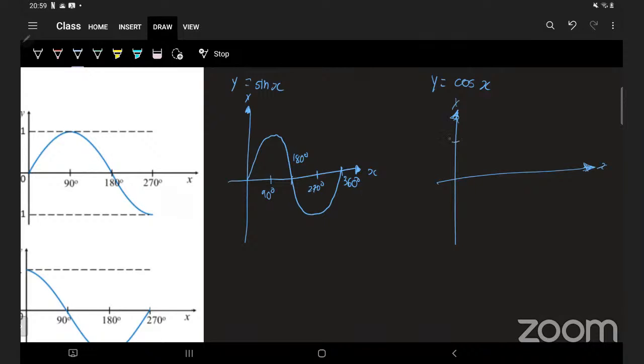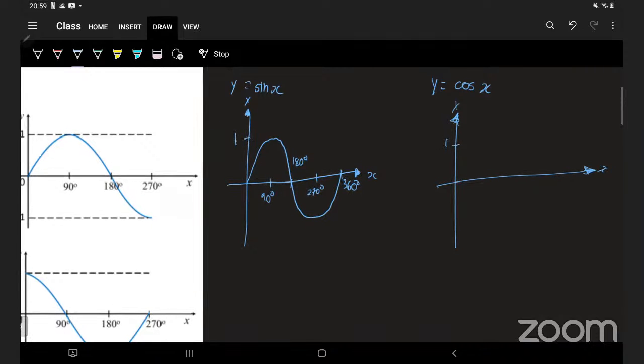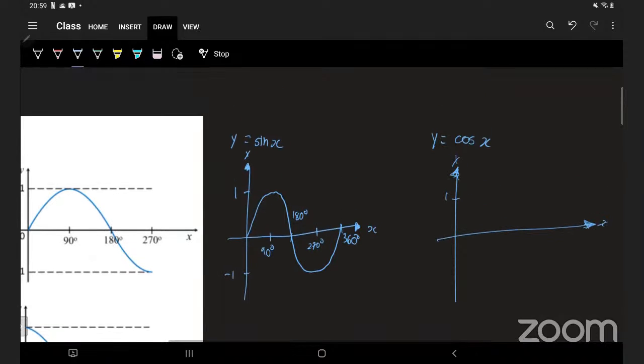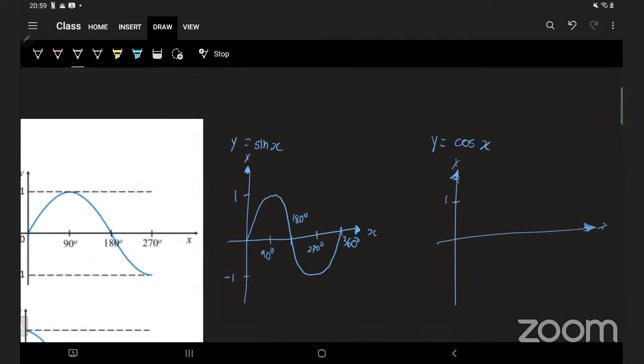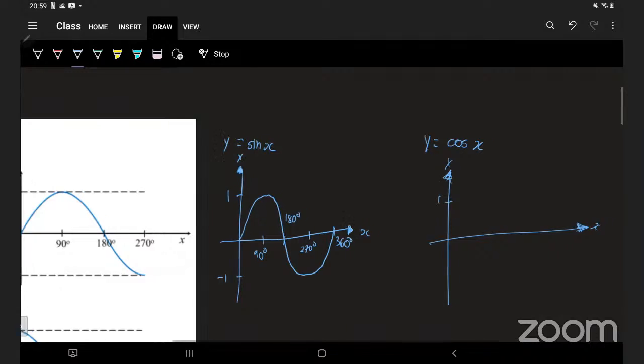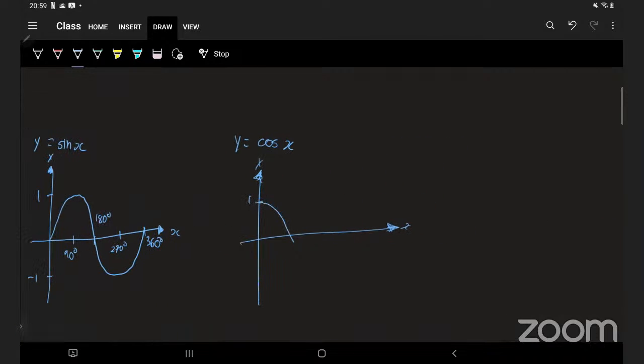So it actually starts from 1. Sorry, the maximum is 1 for the sine, and the minimum is actually also -1. So it'll actually look like this for the cosine graph. Kind of looks like an upside down bell. I can draw this correctly. Hold on. All right, so the minimum is -1 and the maximum is also 1.